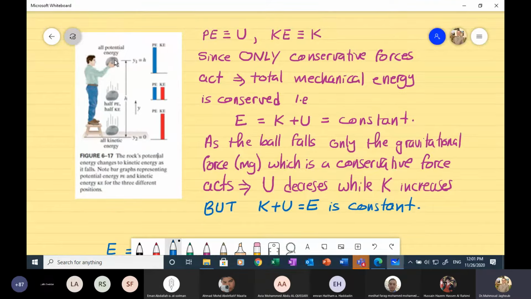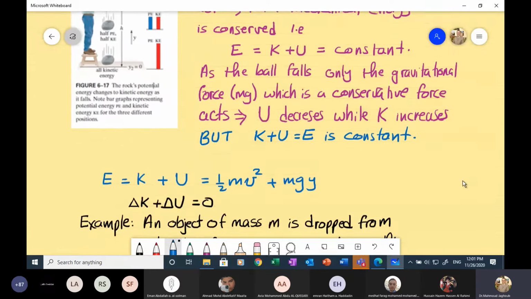So as it comes down, potential energy decreases, kinetic energy increases, but the change in kinetic energy, which is positive, plus the change in the potential energy, which is negative as it moves down, if you sum them, you get what? You get 0. You can also state this as follows. As the ball falls, only the gravitational force mg, which is a conservative force, acts. Therefore, U decreases while K increases, but K plus U is what? It is constant, which is the total mechanical energy.